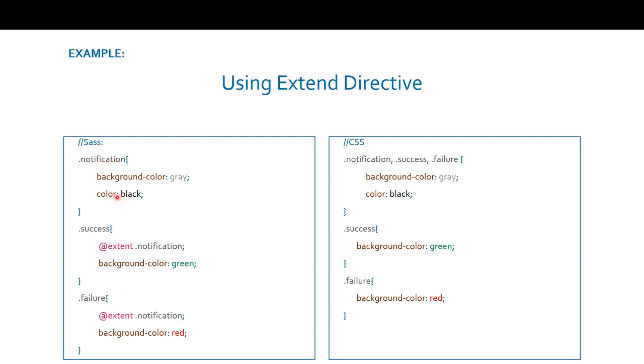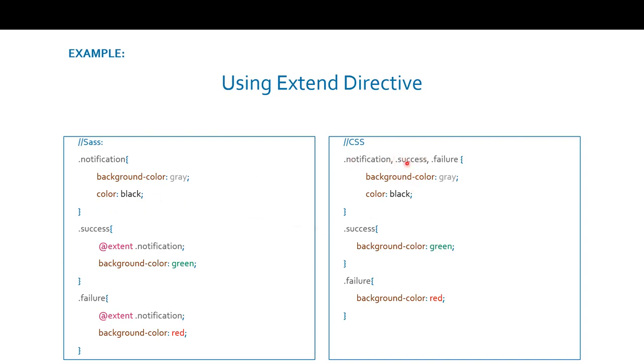So if we run this code, this is basically what we have. All the shared properties will be put in a single declaration block, and then the names of all the style objects that share that same declaration block will be appended here, separated by a comma. That's how to do it.